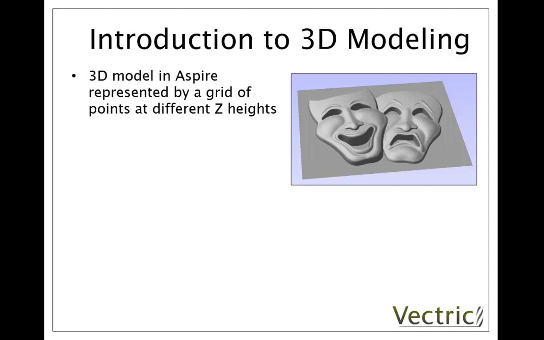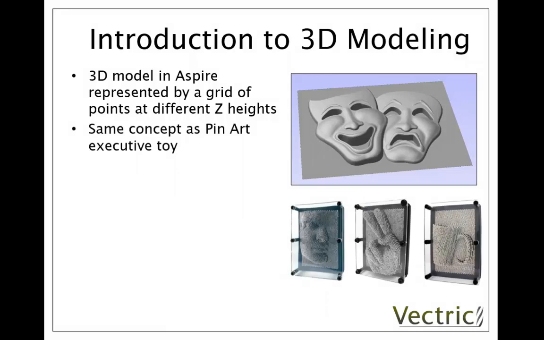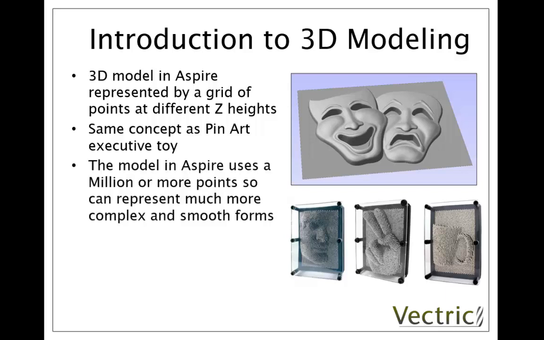Essentially, what you're looking at when you look at an Aspire model is a grid of points, each one of which is at a different Z height. The concept is essentially the same as these executive toys where we have the pins and you can push a 3D shape into them and see that represented by the different heights of the pins being pushed up. The difference in Aspire though is we're using 1 million or more points, so we can represent a much more complex and smooth form, and we don't really see each individual location.